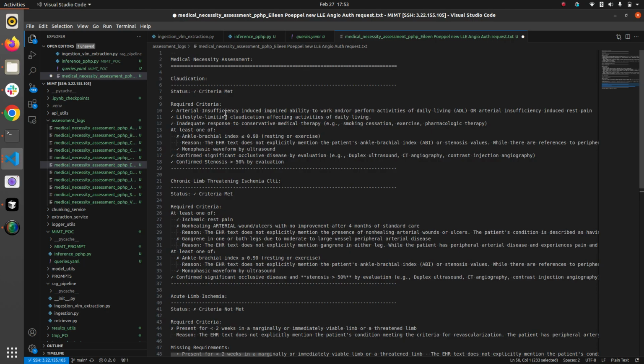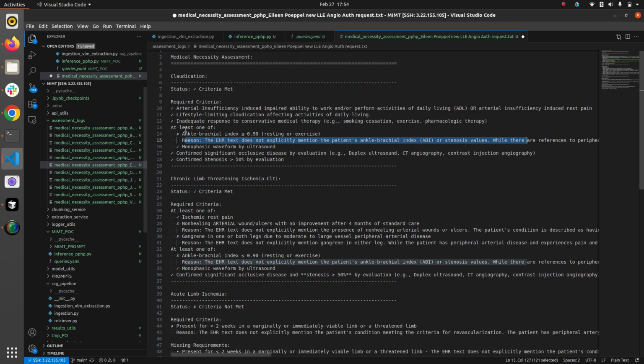For instance, in this case, claudication says status criteria met, but the ABI value was not mentioned. So it has given us the reason: the EHR text does not explicitly mention the ABI or the stenosis value. However, the monophasic waveform by ultrasound was true, and through our guidelines, we know that at least one of these conditions needs to be true. Hence, this criteria has been met, and that is why claudication was true.